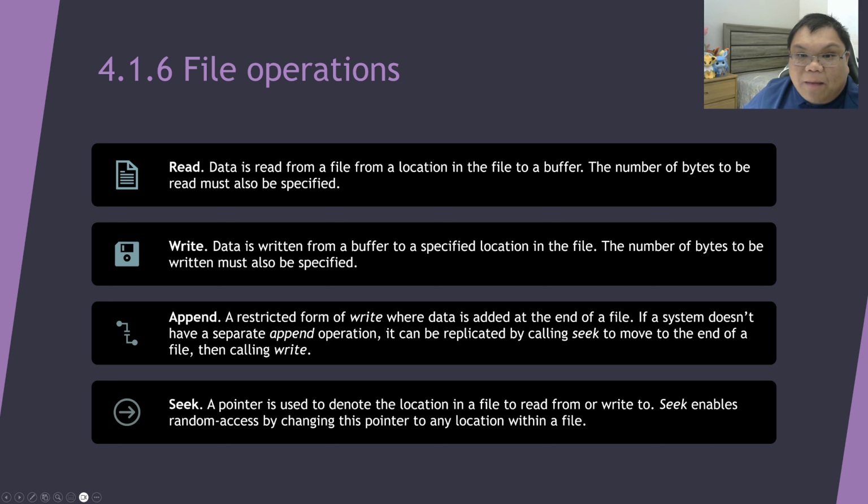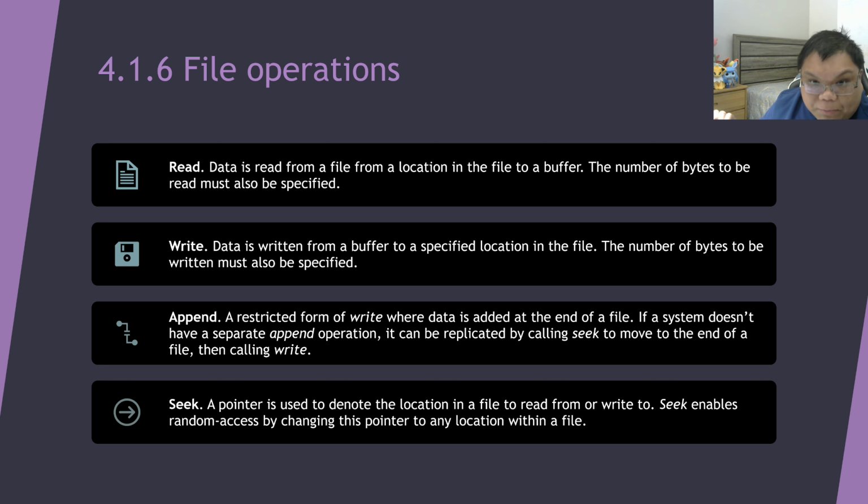That means we also have an operation called seek. This is the operation that changes where the read-write pointer is pointing to in the file. Again, seek is how we enable random access. If we call seek to change the location of that pointer to anywhere in the file, we have random access. And then we can call read to read from that location, or we can call write to write to that location.